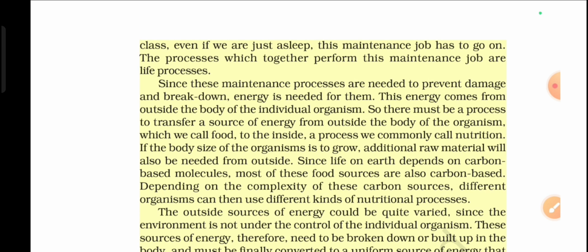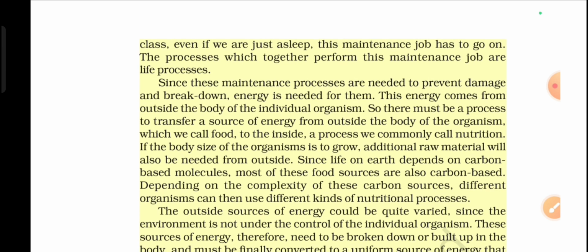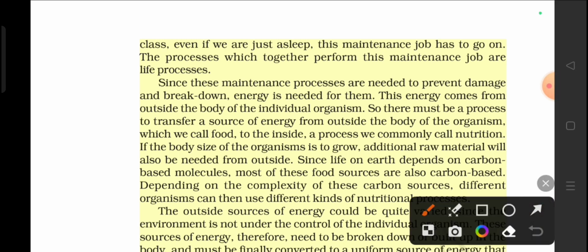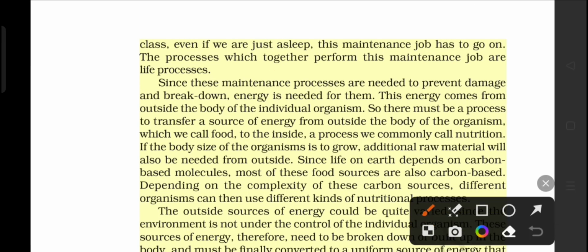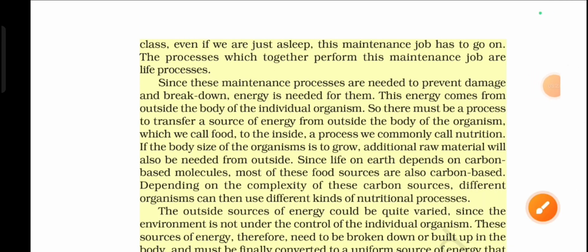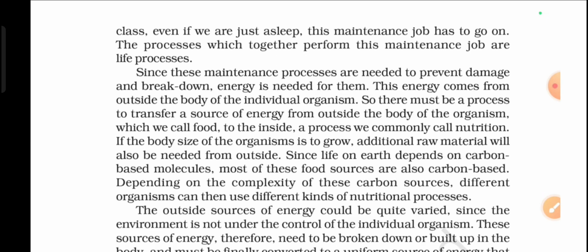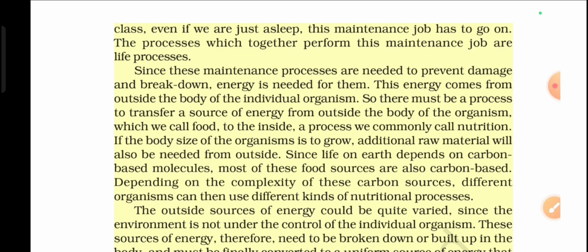Since these maintenance processes are needed to prevent damage and breakdown, energy is needed for them. This energy comes from outside the body of the individual organism. So there must be a process to transfer a source of energy from outside the body of the organism, which we call food, to the inside, a process we commonly call nutrition. If the body size of the organisms is to grow, additional raw material will also be needed from outside. Since life on Earth depends on carbon-based molecules, most of these food sources are also carbon-based. Depending on the complexity of these carbon sources, different organisms can then use different kinds of nutritional processes.